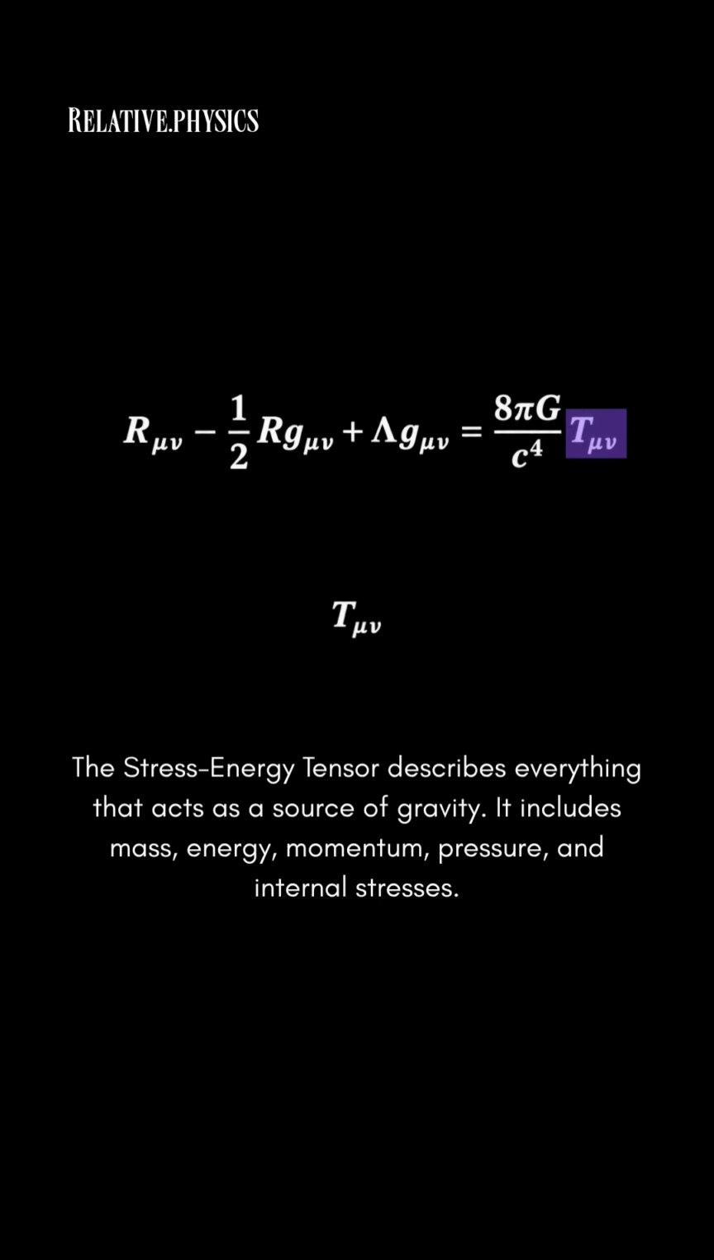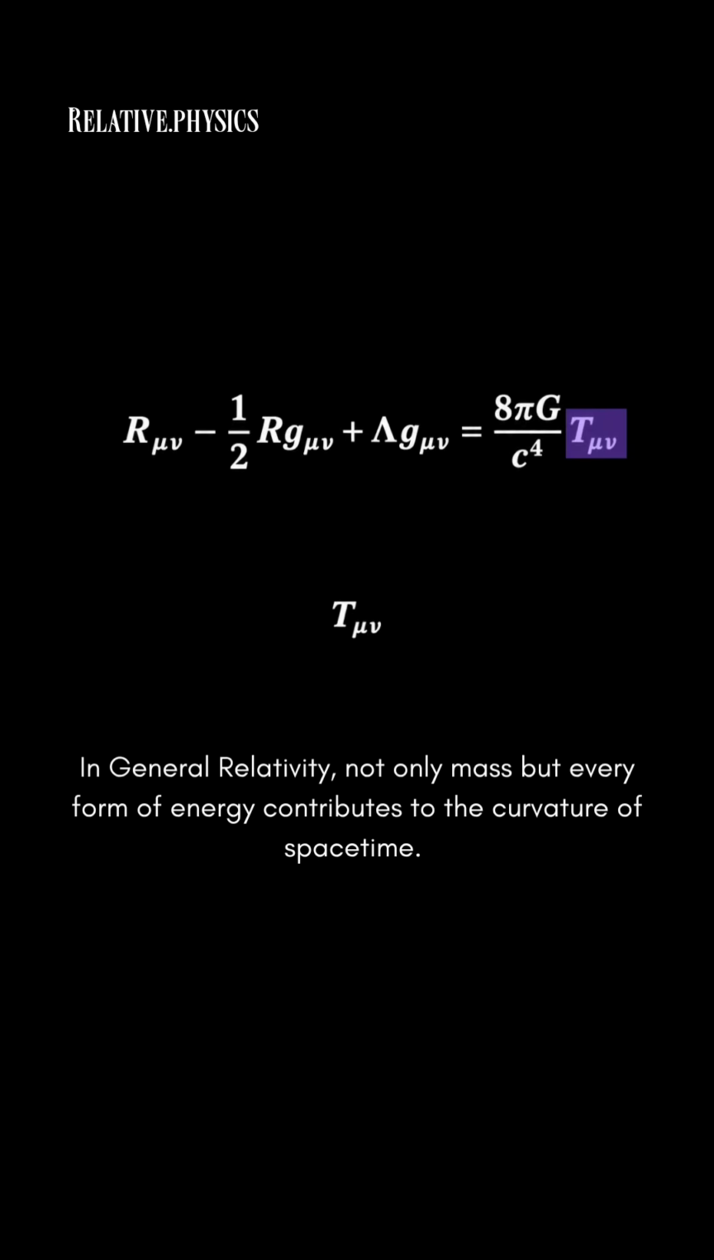Now let's move to the right-hand side. The stress energy tensor describes everything that acts as a source of gravity. It includes mass, energy, momentum, pressure, and internal stresses. In general relativity, not only mass, but every form of energy contributes to the curvature of spacetime.